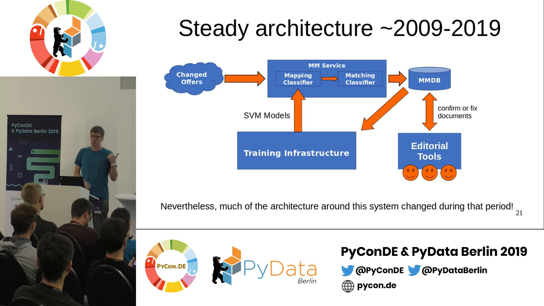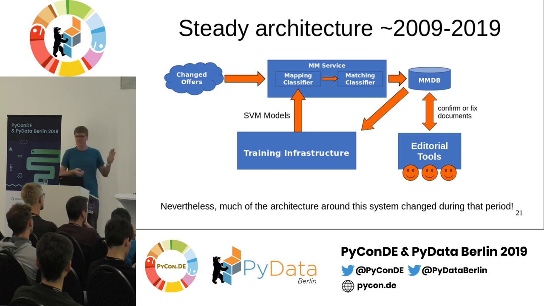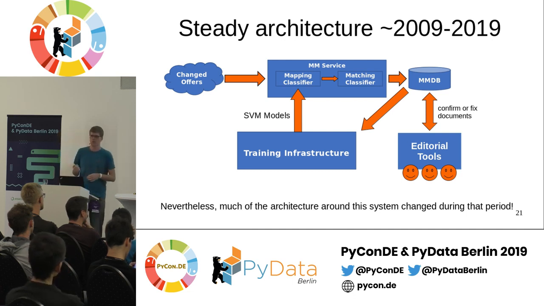And that was a rather stable architecture. This was running as a whole from 2009 to 2019. So this is like 10 years of category classification from the title. Under the hood, a lot of things changed, but this rough architecture didn't. This MMDB was MySQL and later switched to Postgres and so on. Some tweaks were done. The editorial tools evolved, but the core was pretty much untouched.